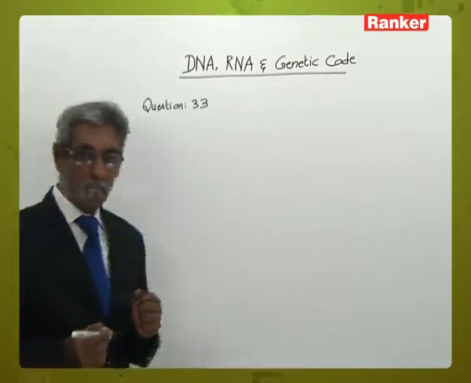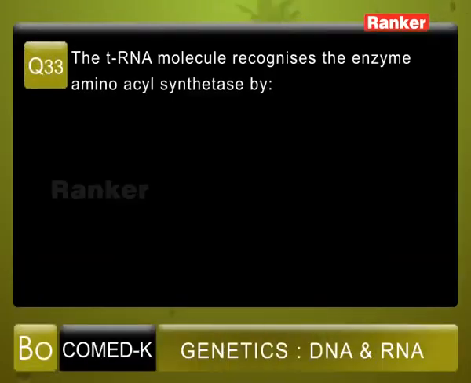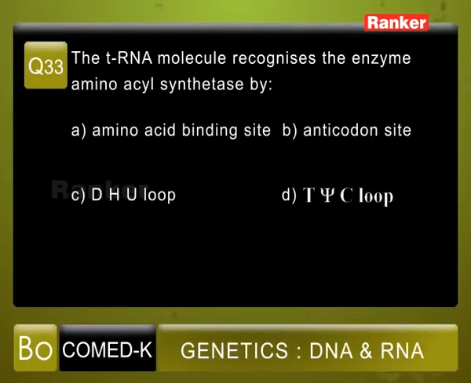In question number 33 it says the tRNA, the transfer RNA, recognizes the enzyme amino-acyl synthetase due to the presence of what? Due to the presence of an amino acid binding site, or an anticodon site, or the DHU loop, or the TΨC loop?